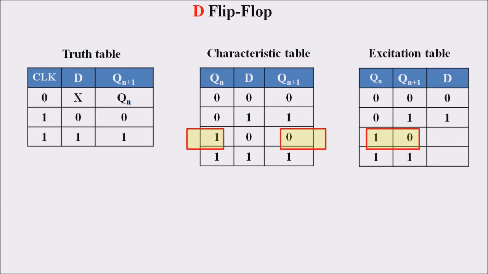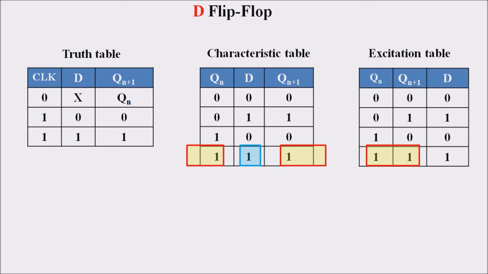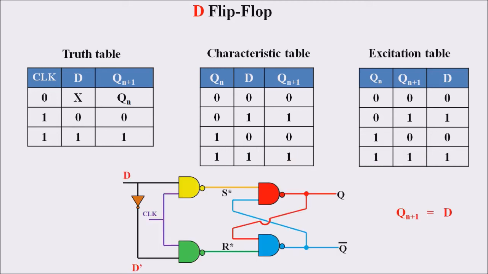Moving to the third case, Qn value is equal to 1 and Qn plus 1 is equal to 0, here in the characteristic table the data value will be 0. Thus the excitation table's output D will be 0. And moving to the final case, Qn is equal to 1 and Qn plus 1 equal to 1, then the D value is 1. Thus the excitation table's output will be 1. So students, this is how we generate the truth table, characteristic table and excitation table.